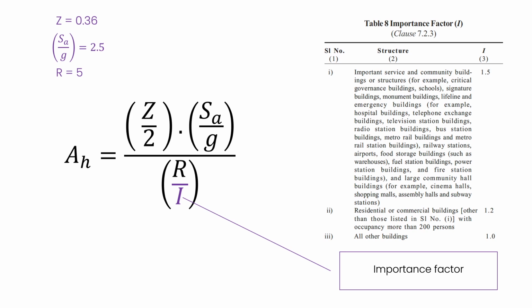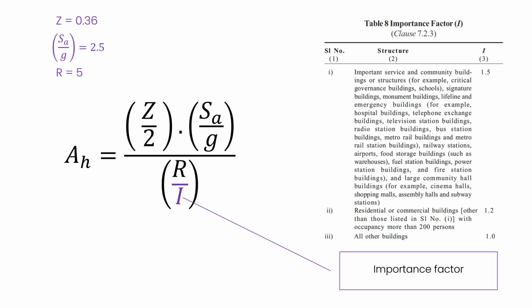As you can understand, I is directly proportional to Ah as opposed to response reduction. So the greater the response reduction, the lesser would be the Ah. However, in case of importance factor, if you're designing a hospital building, it has to be designed to resist a greater force.